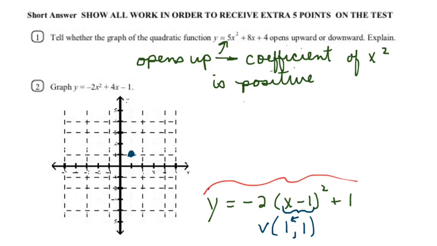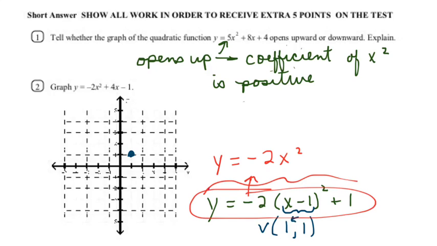The parent function just comes from y equals, you take the a value, negative 2, and x squared. Since that's the parent function, we know this equation is going to look just like the parent function. It's just slid. Where is it slid to? It is slid over 1 and up 1. It's translated up there, okay?